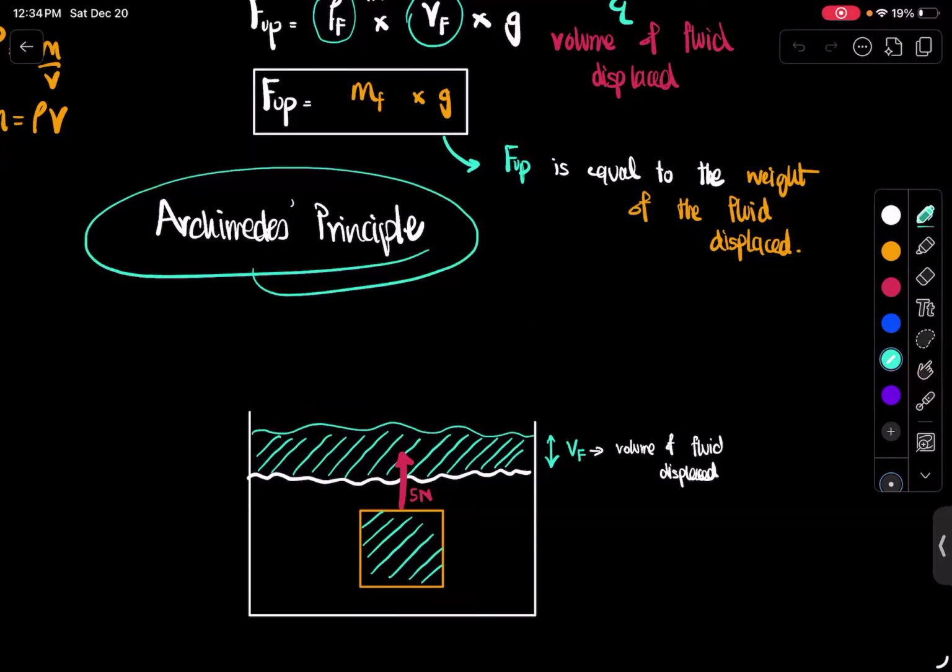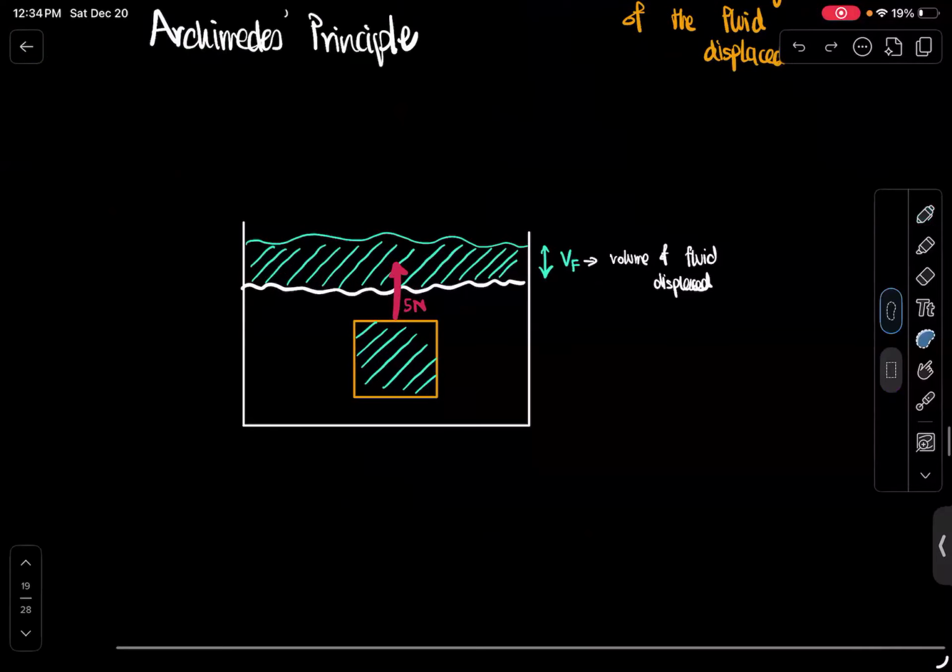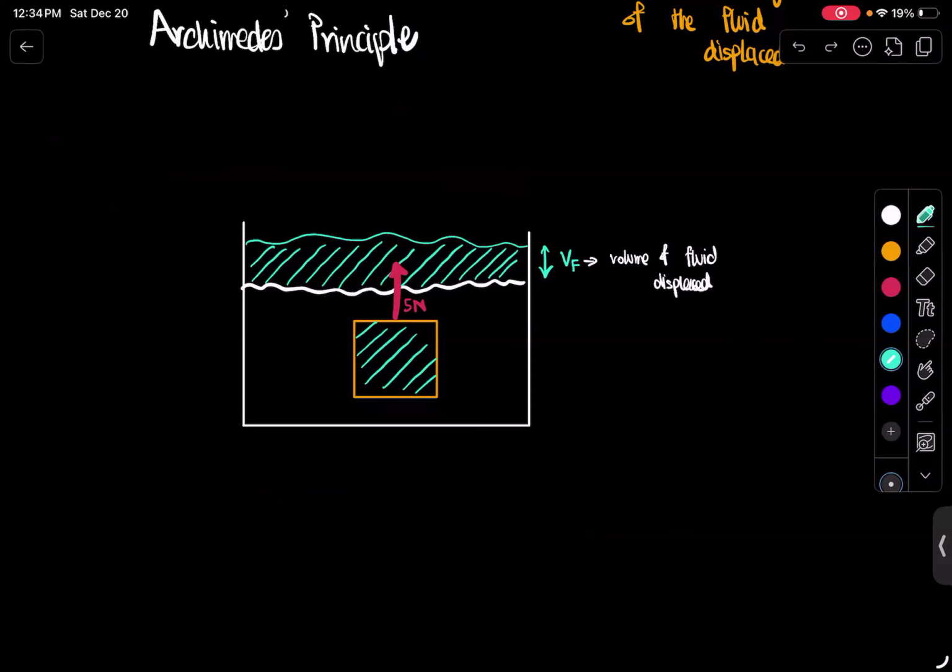This is what Archimedes' principle is, right? So that means you had this 5 Newton force, upthrust, right? So 5 Newton was equal to the upthrust on the block. Okay, this was equal to the upthrust on the block.